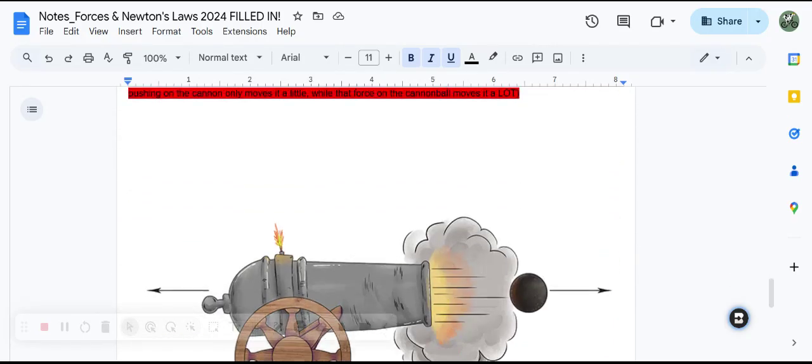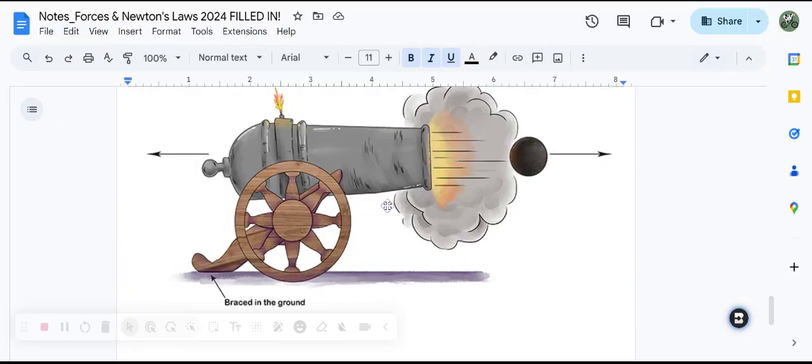Same thing works when we're talking about a cannon and a cannonball, right? If you've ever seen a cannon fire, it's got a brace in the ground, right? For one thing, that wheel generally gets locked or it's allowed to spin backwards a little bit. The cannon definitely moves backwards, but the cannonball goes flying forwards. It goes flying forwards way farther and way faster than the cannon. The cannon moves a little bit backwards, and it moves pretty quickly backwards, but not nearly as quickly or as far forwards as the cannonball moves.